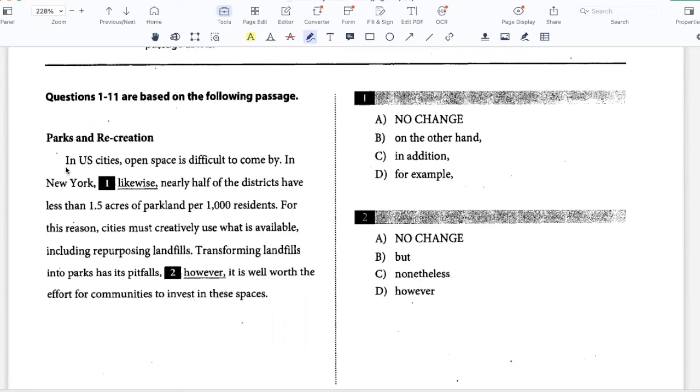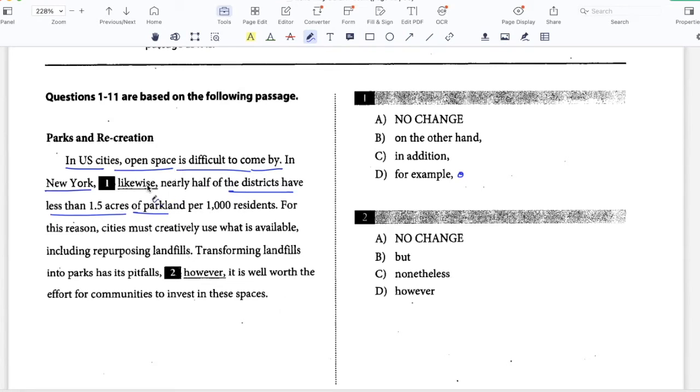So in the first sentence, I'm saying that in American cities, open space is difficult to find. And then I'm giving an example of New York, where nearly half the districts have less than 1.5 acres of parkland per 1,000 residents. So this is an example. So the best transition here would be option D, for example.